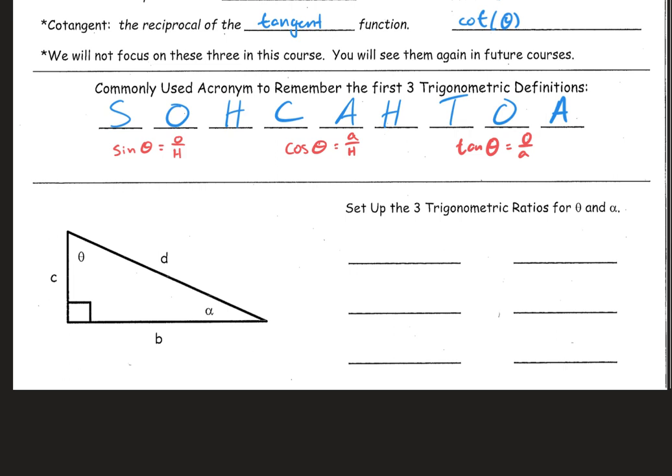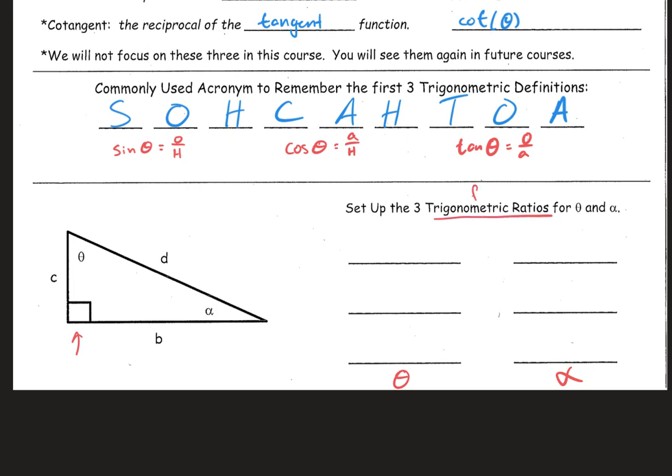Notice we will never do the trig function of 90. It's not going to happen. Okay, 90 does weird things. So it's only ever going to be theta or alpha. I'm going to make this one theta, and I'll make this one alpha. Now, we want the trigonometric ratio.